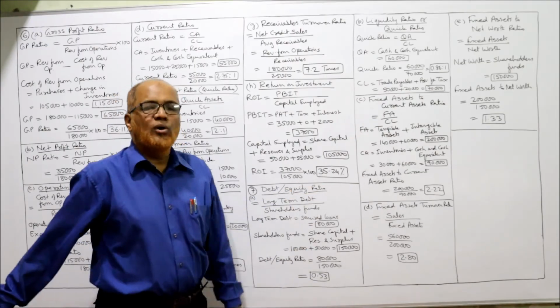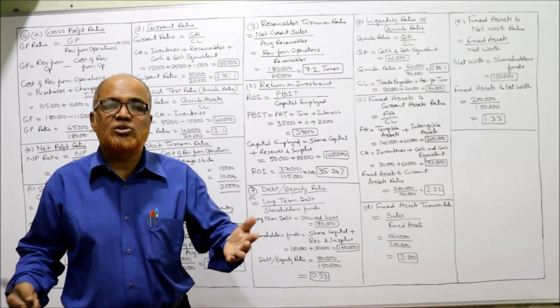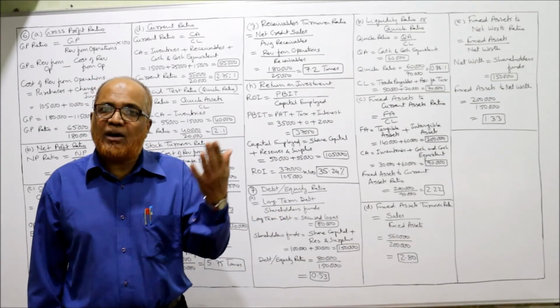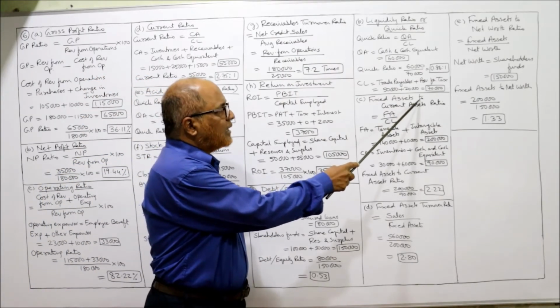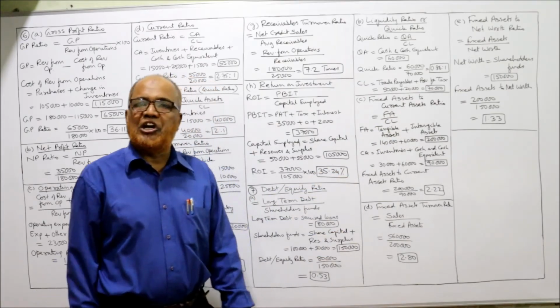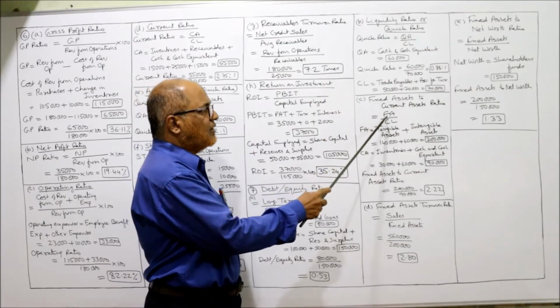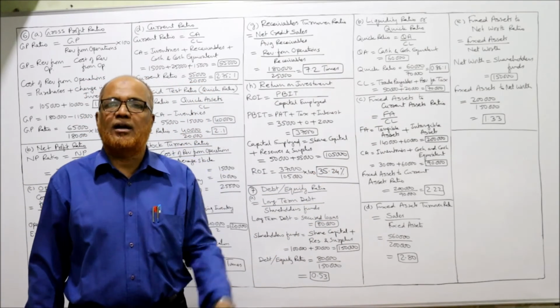Next ratio, it is asking you fixed assets to current assets. It's a peculiar ratio, it is not there. First time we are coming across. So how to make the formula for this, fixed assets to current assets? If it is given 2, that means the first word will be numerator, the second word will be denominator. If 2 is there, then fixed assets divided by current assets. This is the formula for fixed assets to current assets.